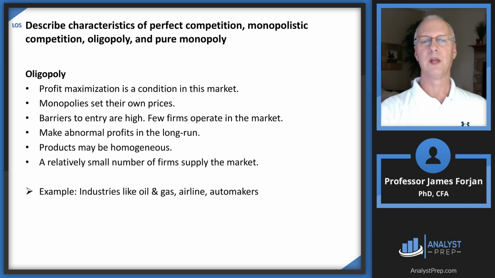The products in an oligopoly tend to be homogeneous, like oil and gas, or riding on an airplane, or a car.